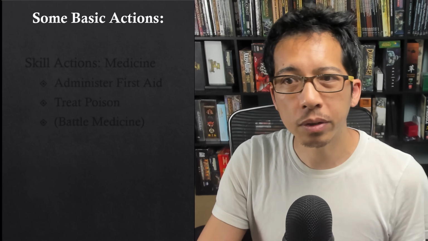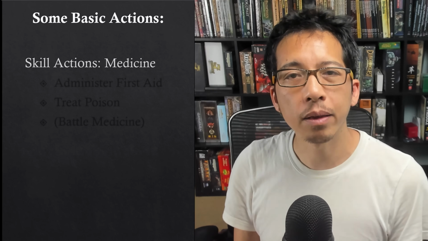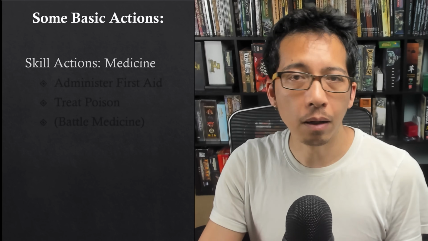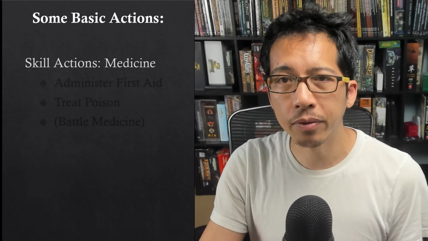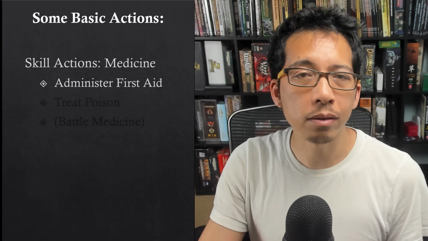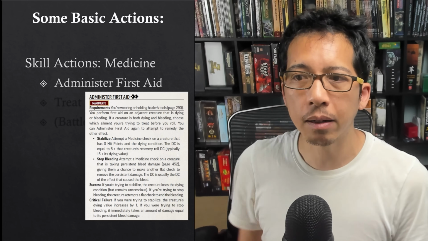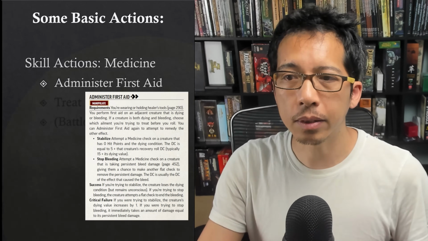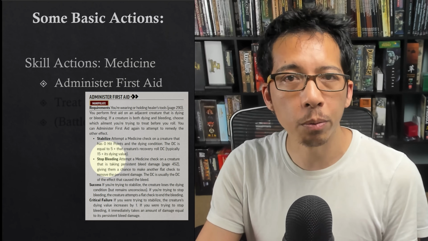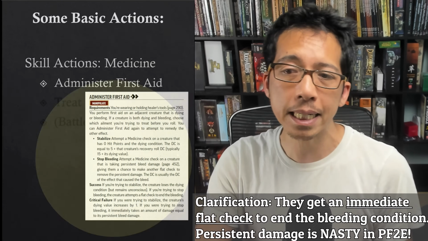Next, we move on to another skill that is often useful in combat, the medicine skill. When someone is unconscious and dying on the brink of death, you get to spend 2 actions to administer first aid so that they become stable. You can also use the same activity to stop their bleeding if they are taking persistent bleed damage.